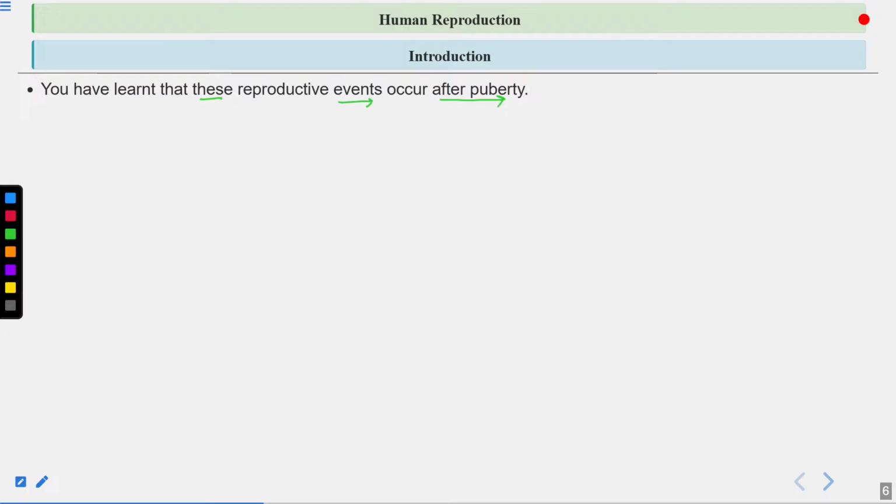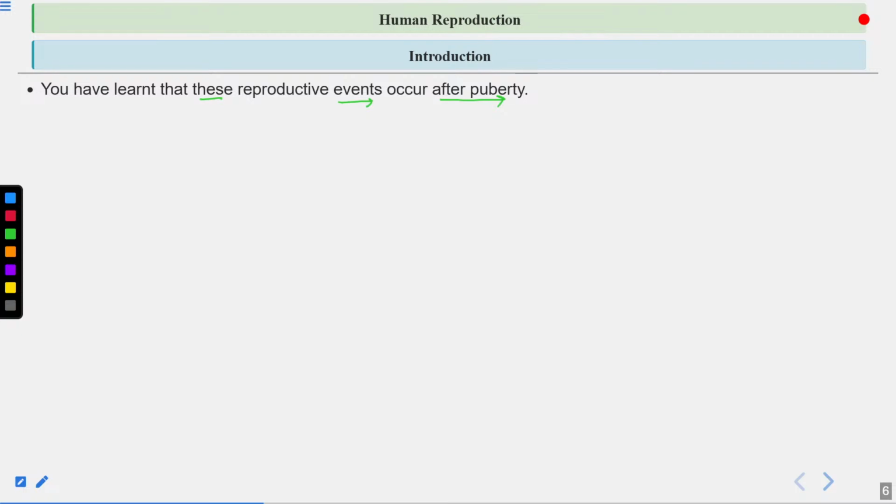Now in females, breast development is a kind of morphological change. This is one of the secondary sexual characteristics, and it is one of the first to appear in females. Then onset of the menstrual cycle and pubic hair. These are all secondary sexual characteristics in females.